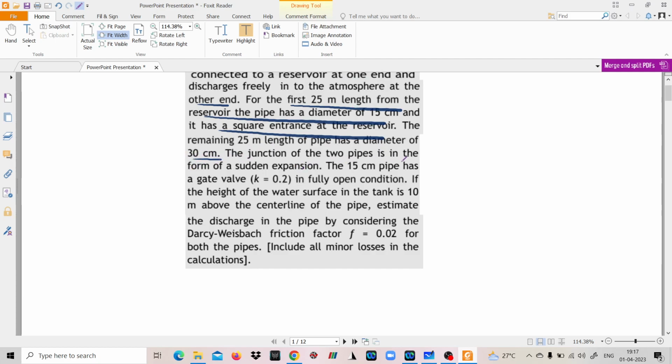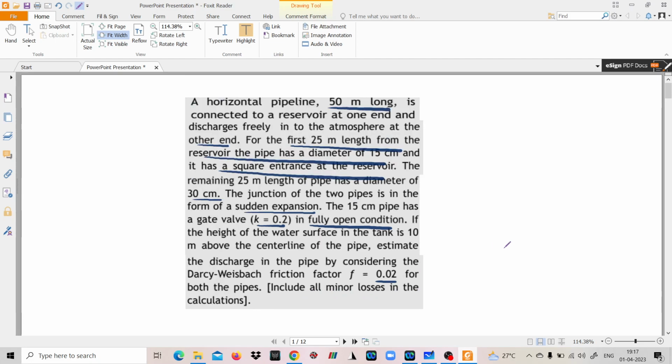The junction of the two pipes is in the form of a sudden expansion. The 15 centimeter pipe has a gate valve whose value of K is 0.2 in fully open condition. If the height of the water surface in the tank is 10 meter above the center line of the pipe, you have to estimate the discharge in the pipe by considering Darcy-Weisbach friction factor F as 0.02, and you have to include all the minor losses. Normally in the question it is given that you have to neglect the minor losses, but since it is a very critical problem, they have asked you to include all the minor losses.